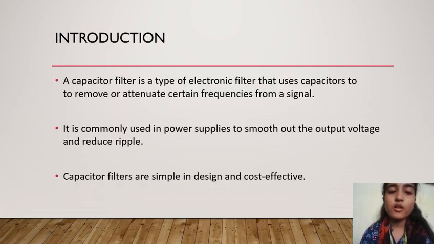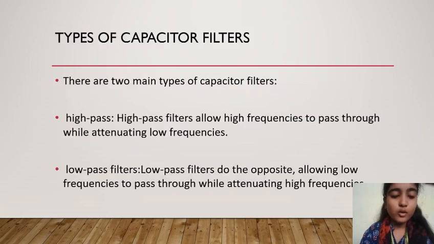First thing is introduction. In the introduction, I'm going to say what a capacitor filter is. A capacitor filter is a type of electronic filter that uses capacitors to remove or attenuate certain frequencies from a signal. It is commonly used in power supplies to smooth out the output voltage and reduce ripple. Capacitor filters are simple in design and very cost effective. This is the main point. Moving to the next slide.